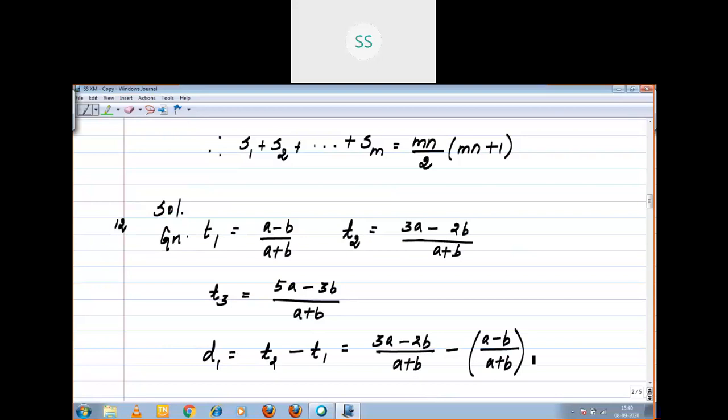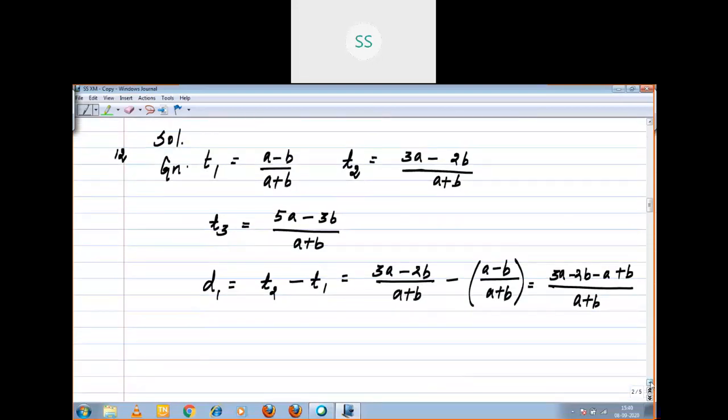One thing you have to listen, children, the denominators are same. So directly you are going to subtract your numerator. 3a minus 2b minus a plus b. Got it, children? What you arrive, you see? The common difference, that is D1, what you arrive? D1 equal to 3a minus a, what can you get? 3a minus a, 2a minus b divided by a plus b.